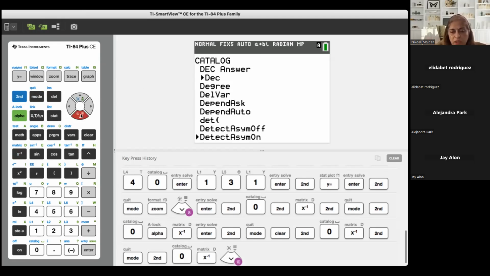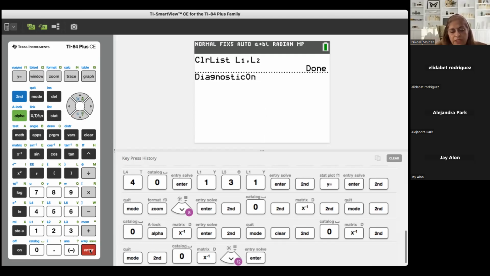I'm just clicking. Here you have diagnostic off, then you have diagnostic on. I want that one. My arrow is next to diagnostic on. I'm going to press enter, then enter again, and it says done. Now I turned on the diagnostic. Does anyone want me to repeat this process?